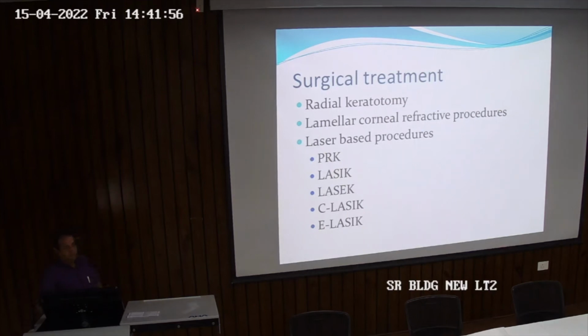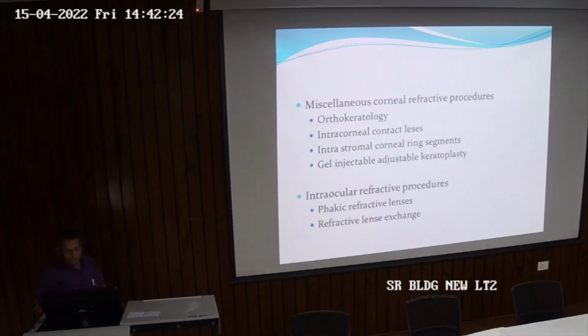Then the third treatment is surgical treatment. In surgical treatment, we can do radial keratotomy, which is an old method. Then lamellar corneal refractive procedures, and third are the laser based procedures like PRK, LASIK, C-LASIK, E-LASIK or femtoLASIK. These are the different types of lasers used to correct myopia. Other corneal refractive procedures are orthokeratology, intracorneal contact lenses, intrastromal corneal ring segments, and gel injectable adjustable keratoplasty.